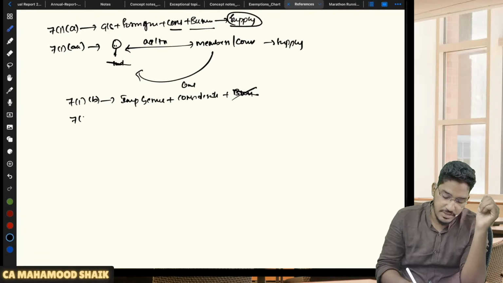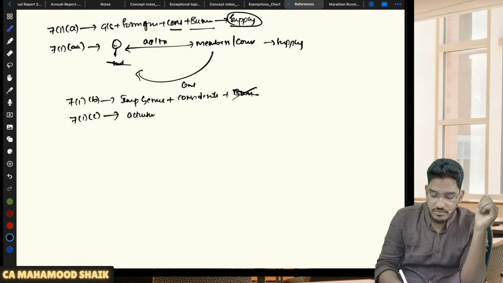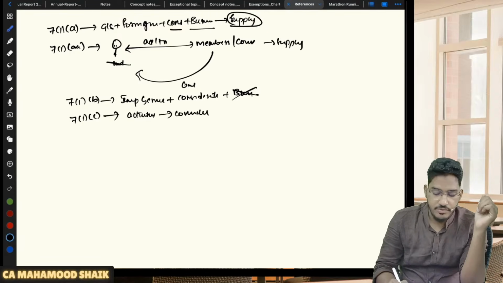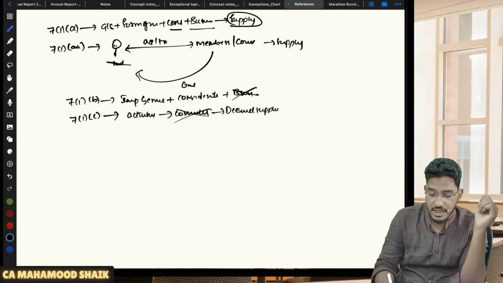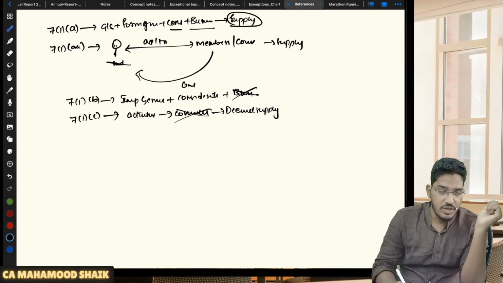Thereafter we have section 7 subsection 1 clause C, where they have told there are a few activities which will be deemed as supply even if done without consideration. There are a few activities which will be deemed as supply, which we also call deemed supply, even without consideration. And what are those activities? Those are mentioned in schedule number 1.